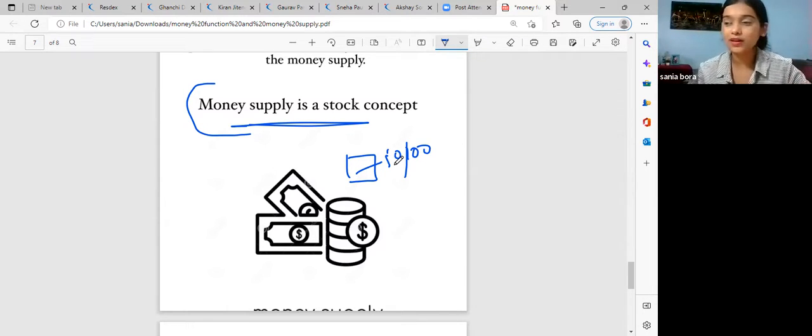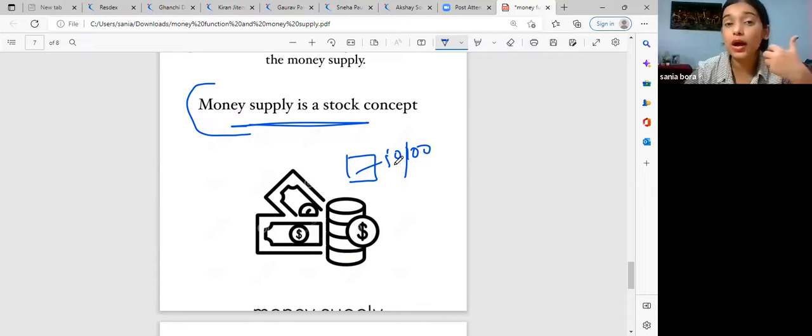You are not going to keep your money by digging in the mud and storing it in the ground, or storing it somewhere in your lockers. Definitely not. So basically, there are only two places: one, currency form, and second, bank deposits, right?